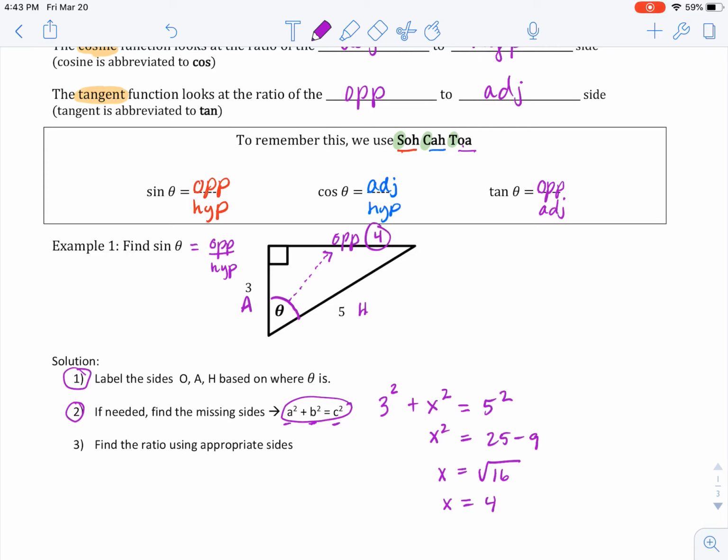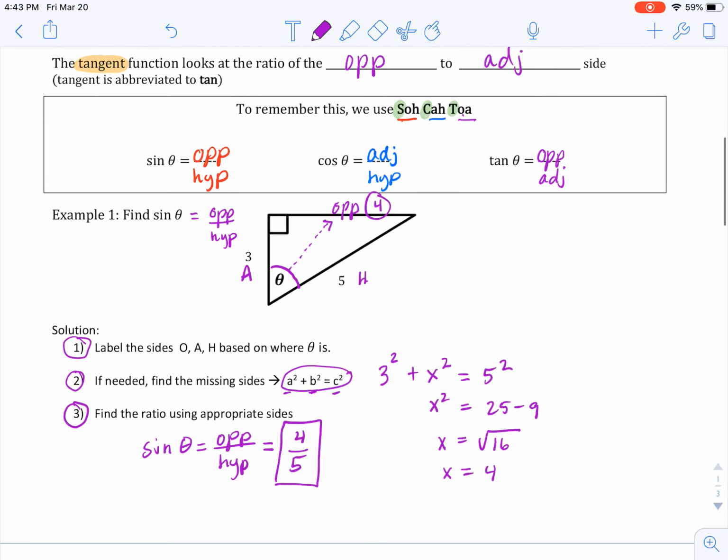And now I can go back and find the trig ratio. So again, because the sine of an angle is looking at the ratio of opposite over hypotenuse, it's going to be equal to, the opposite was 4, and the hypotenuse is 5. And I don't need to simplify that, it's already simplified.